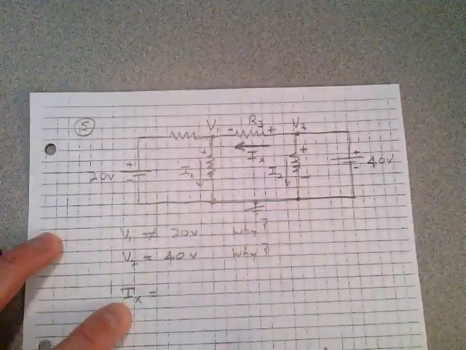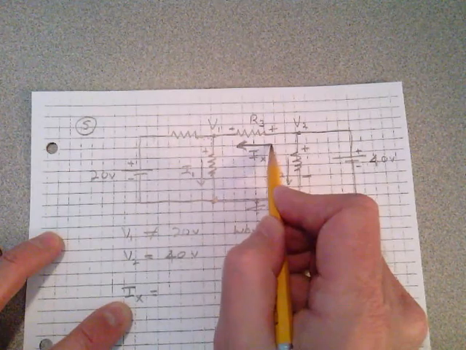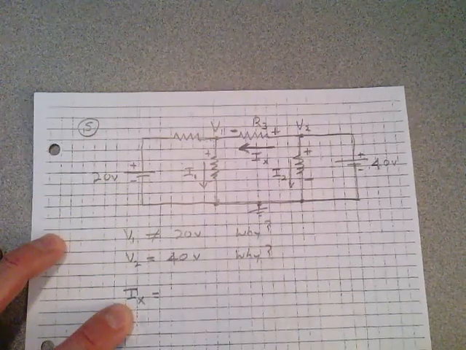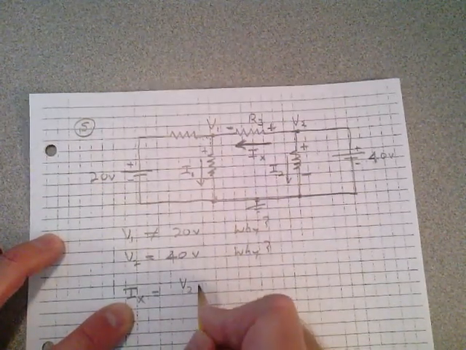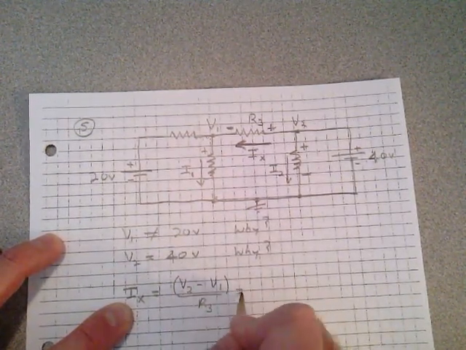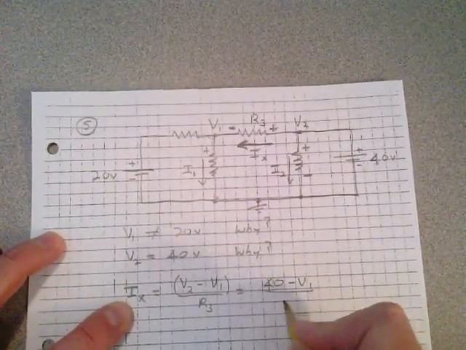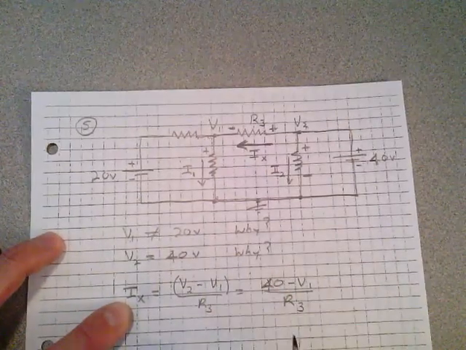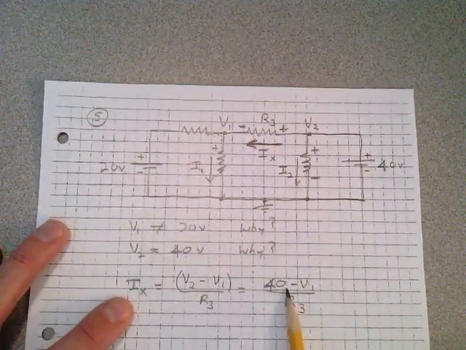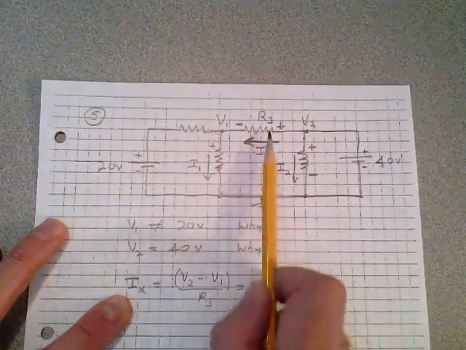What's IX in this problem? Well, look at the direction of current. The direction of current goes this way. Current always goes from plus to negative. Look at this. There's a positive. There's a negative side. You put them in. So the current is V2 minus V1 all over R3. And we know V2 is 40, so it's 40 minus V1 all over R3. So there's the final value for IX in this example. It's 40 minus V1 over R3. The voltage here, which is 40, minus V1 divided by R3.